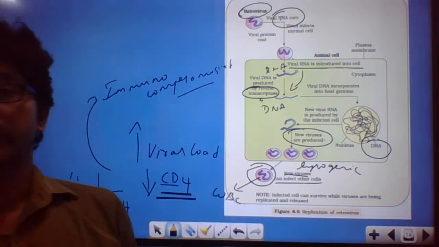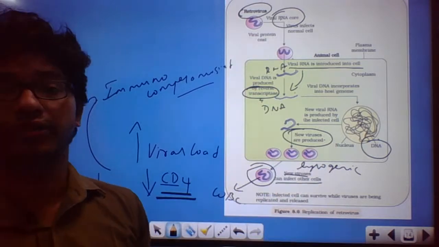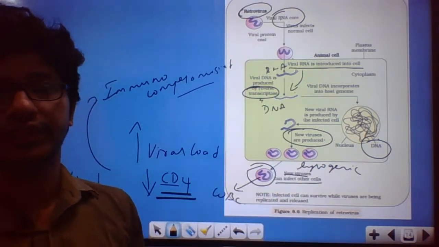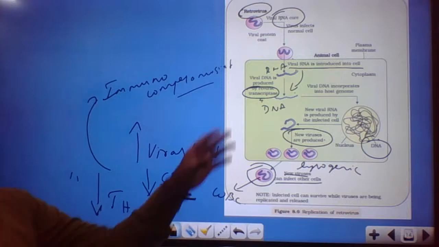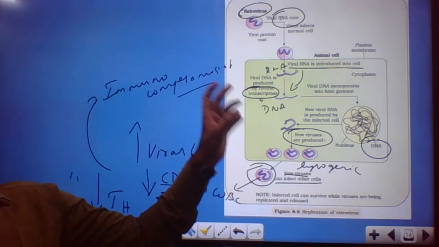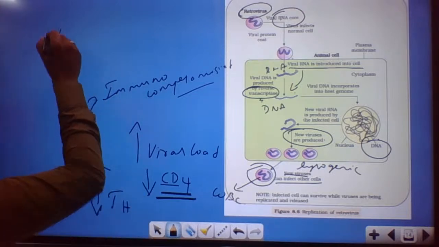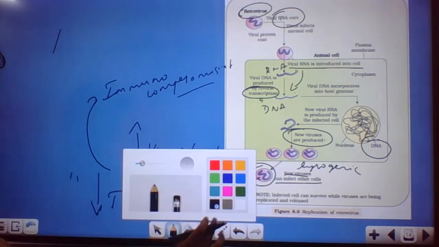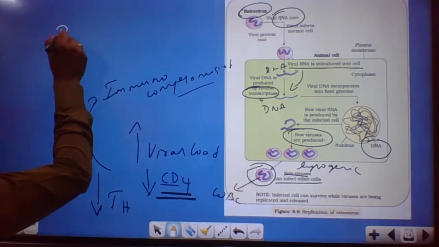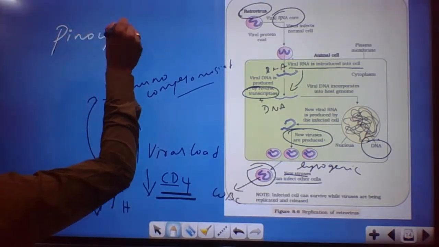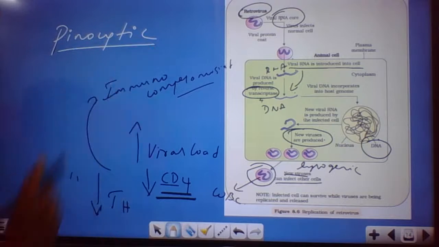So we are discussing the replication of the HIV virus. The other thing you should remember when talking about the HIV virus is what type of replication cycle it is. This is called a pinocytic replication. Often they ask what type of replication takes place in the HIV virus, which is pinocytic.